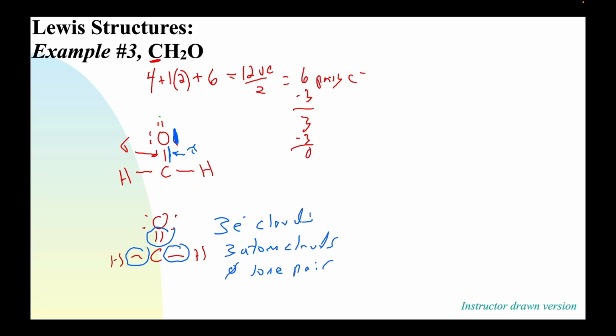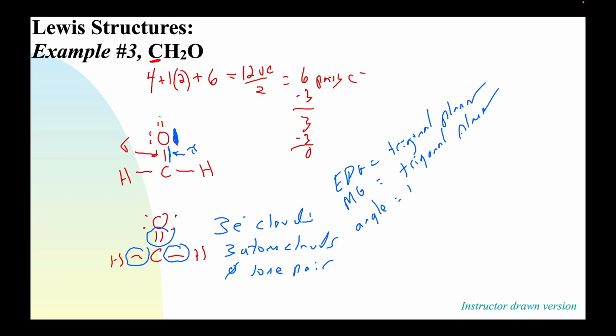So if you look on that little table in our lab then, 3 electron clouds that are all atom clouds, the EPG will be what's called trigonal planar. Trigonal planar is kind of like a triangle. It's a little different geometry here. There are no lone pairs on the carbon, so the MG will also be trigonal planar. The bond angle will be 120 degrees if you look under trigonal planar.